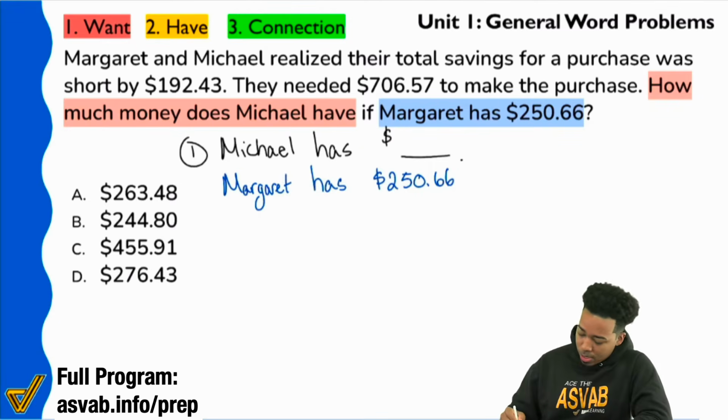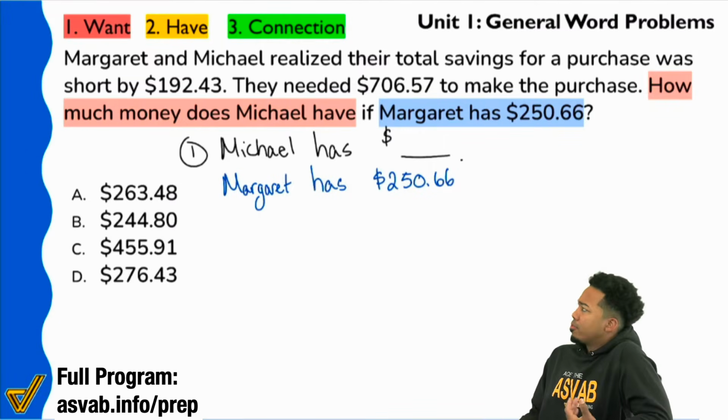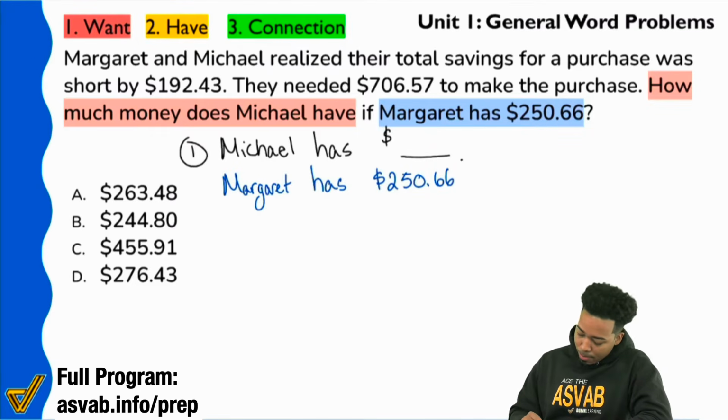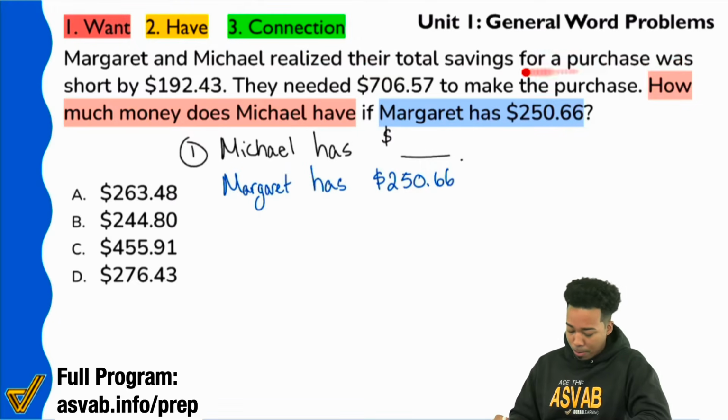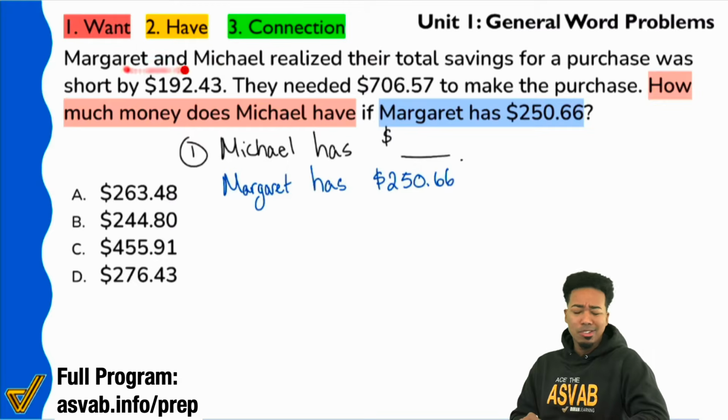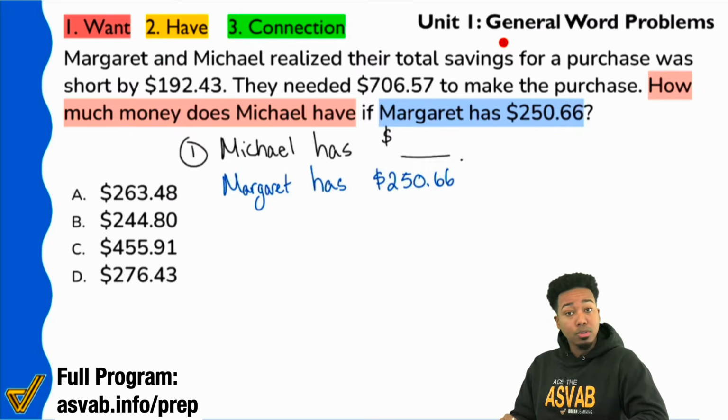So what else do we see here? Well, if we want to find Michael's money, it's important to know what happens in this story. So here we see that Margaret and Michael realized their total savings for a purchase was short by $192.43. Now, you don't even need to read that number. You can just say Margaret and Michael have their total savings and it's short by this much money to buy something. They needed this much to make the purchase. So if they need this much money, they were short by this much money, and Margaret has this much. Well, how can we get to Michael?